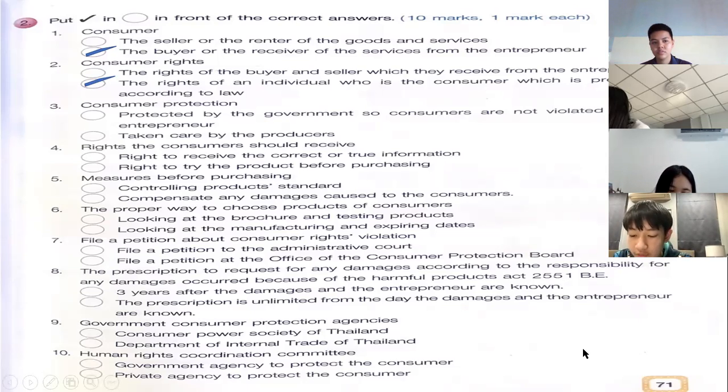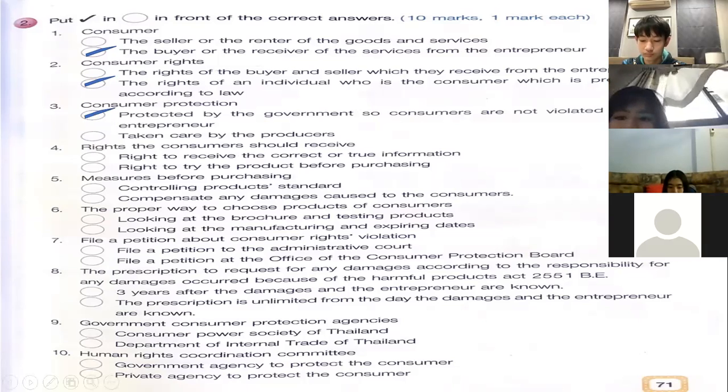Checked by the government, so consumers are not covered by the entrepreneur. Okay, so for consumer protection, this is protected by the government or the constitution. So consumers are not violated by the businessmen or the sellers or the entrepreneurs. Okay.